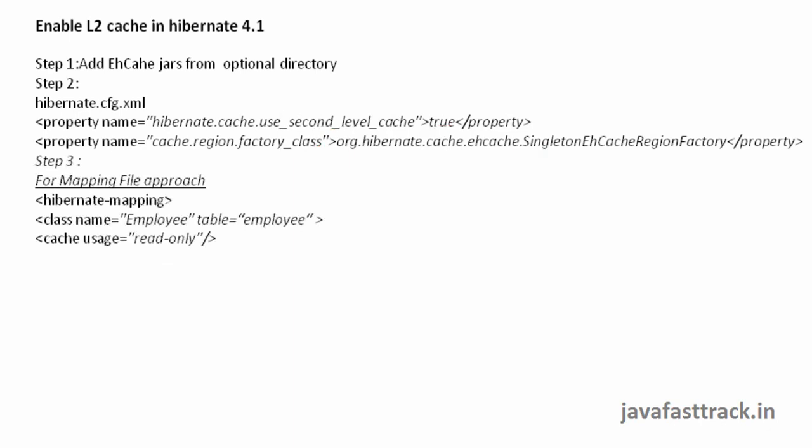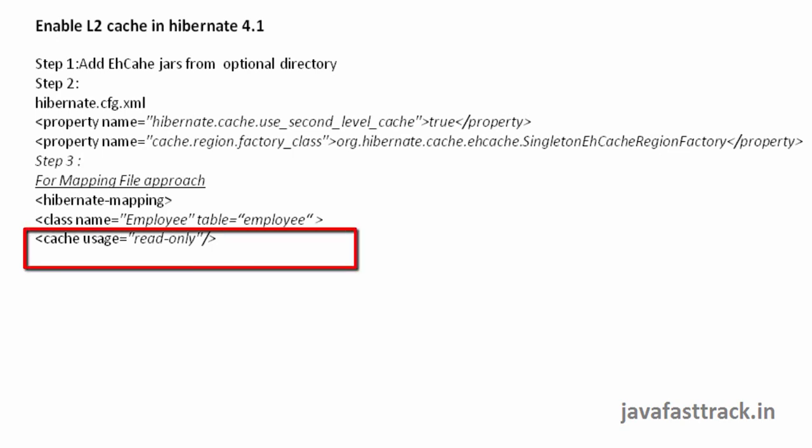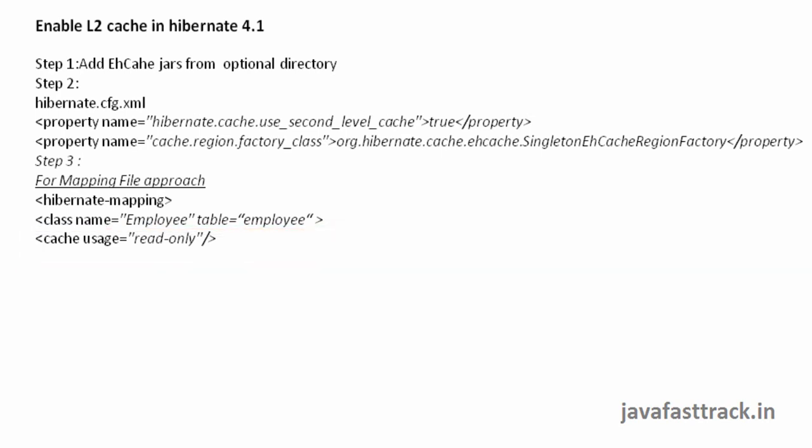Step 3 is you have to go to each of your mapping files. Now we are working with employee, so you go to your employee mapping file. Second level cache is a very risky cache, so you yourself should take the risk. You should put what kind of cache you want, and say what the purpose of this cache is. Right now I am saying cache usage equal to read only. What exactly it is, I'll be explaining later.